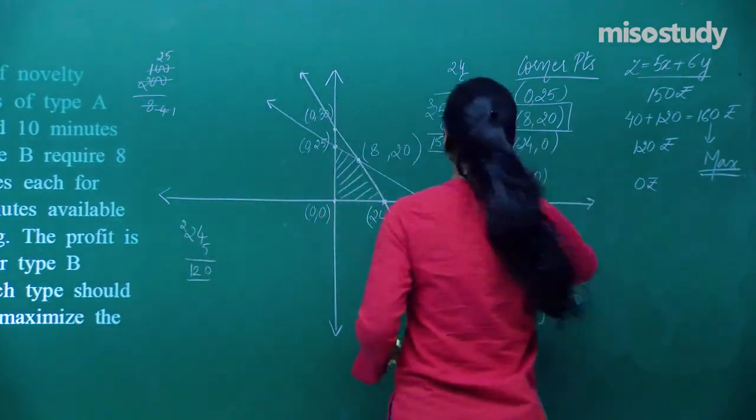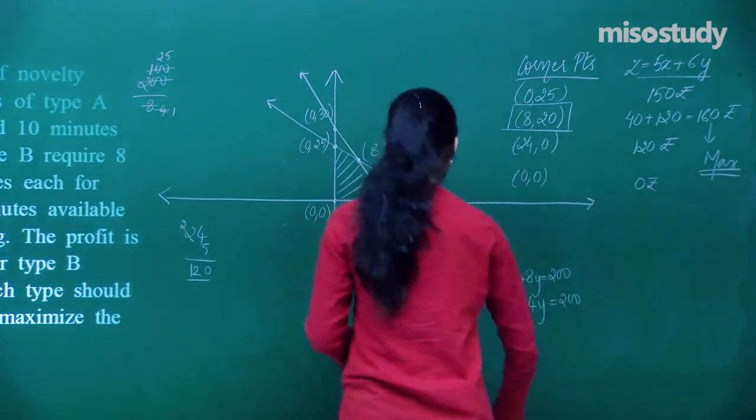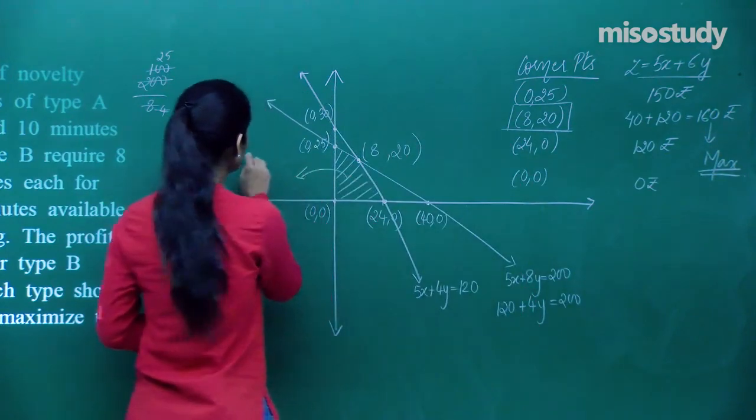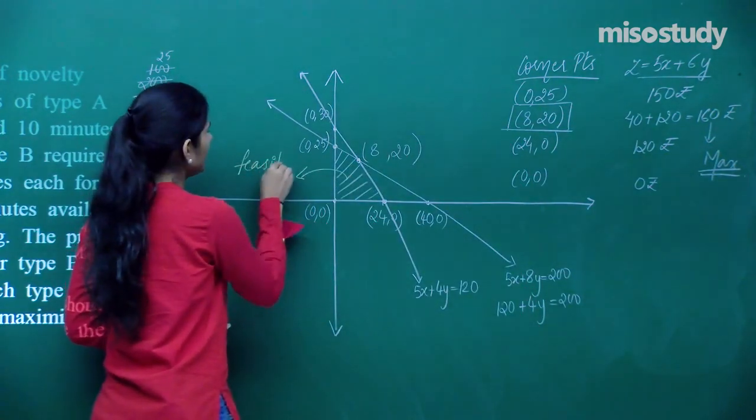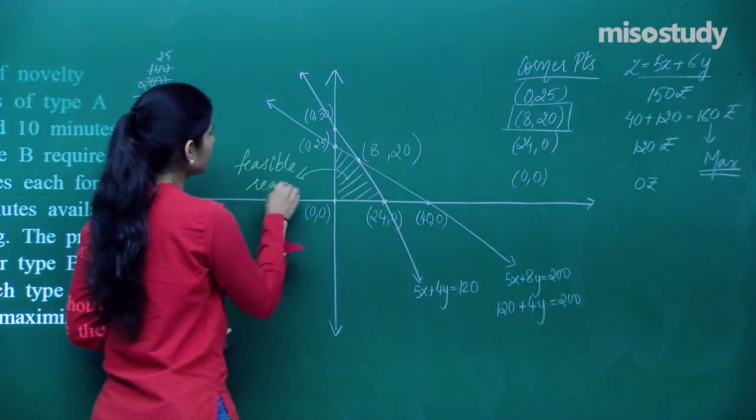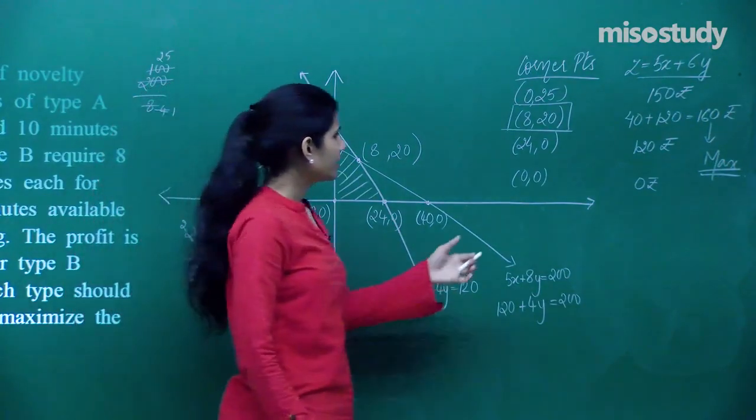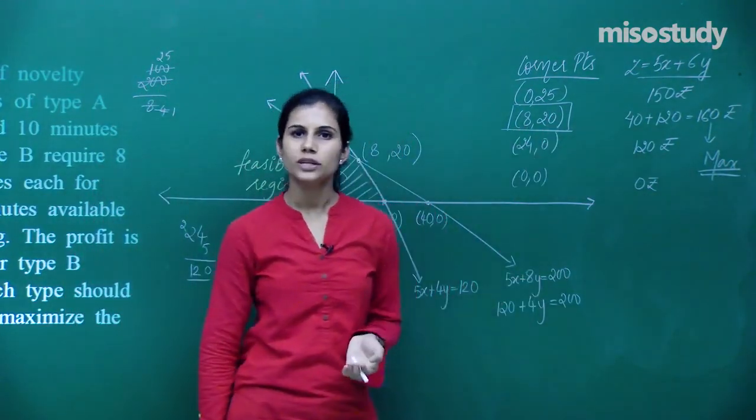Is it clear? So you can write this as your feasible region. Maximum profit earned is 160 rupees, and that you can earn when you manufacture 8 souvenirs of type A and 20 souvenirs of type B.